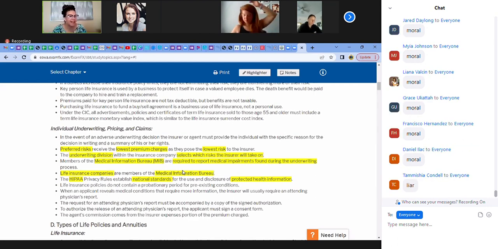Moral. They're a liar. Misha says liar. Yes, that is correct. They would be a moral hazard. They could be in the best health possible, but because they lied on the application, they will be declined for insurance. So the answer should have been, yes, I applied, but I canceled it.